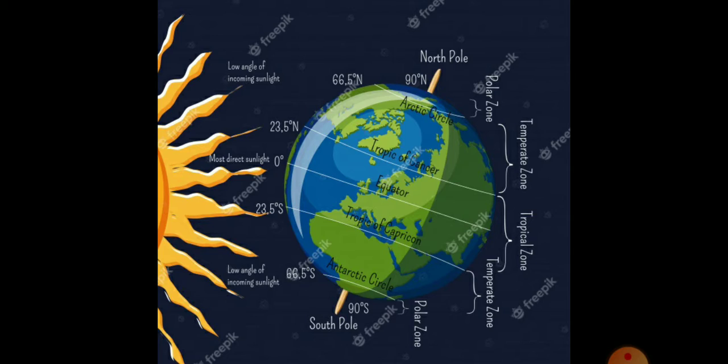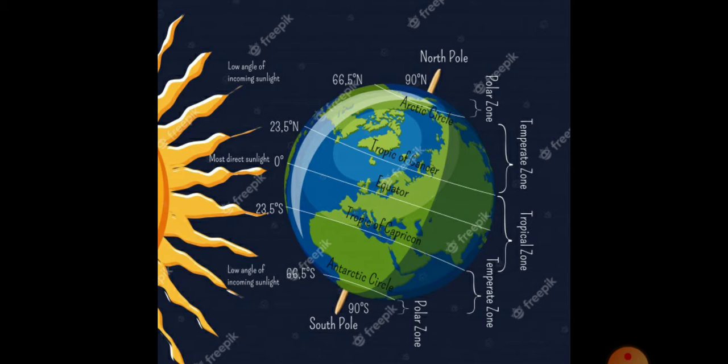As you can see in the picture, the way the rays reach the earth, if you notice it, the equatorial area, the mid area of the earth, the sun rays are getting more as compared to the polar side.